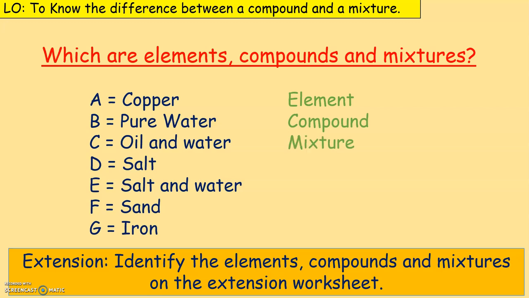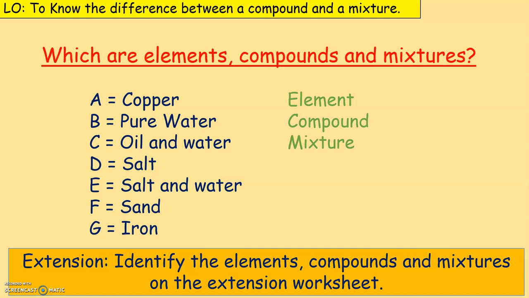Now, oil and water, it's a mixture. Remember, they're not chemically bonded together. Oil and water cannot mix. That is a big clue there, because whenever you pour oil in water, you're going to see the oil actually floating. If that makes sense, that's a clue that they cannot mix together. They cannot bond together, if that makes sense.